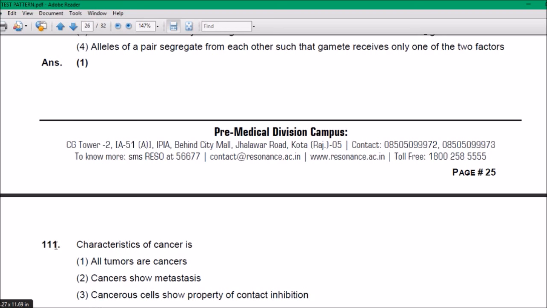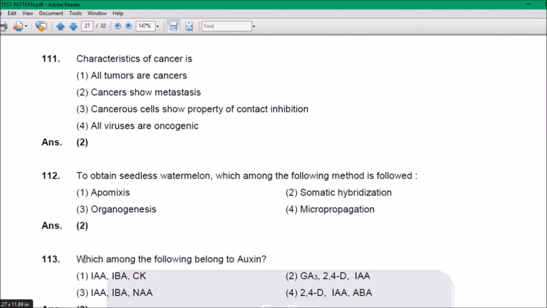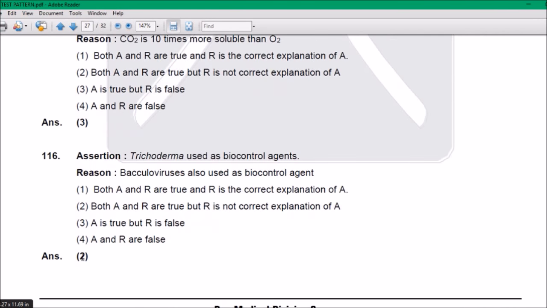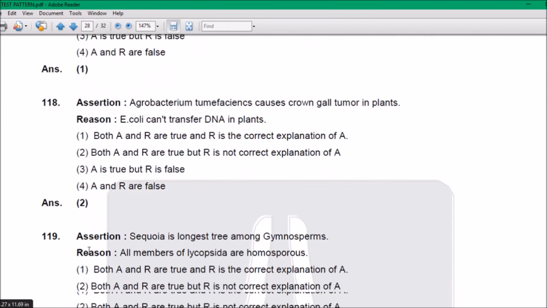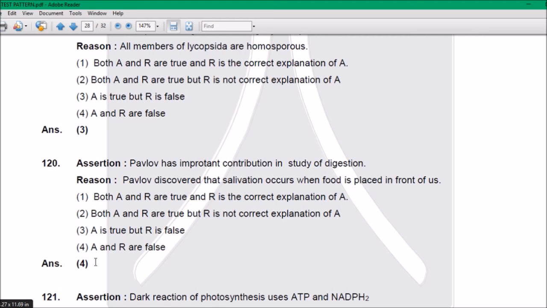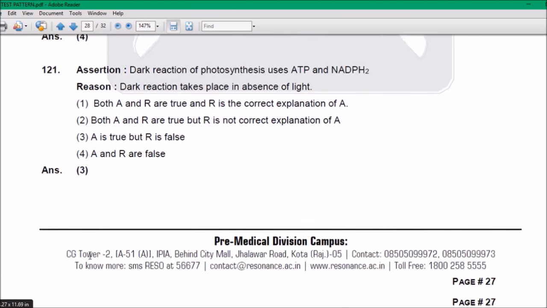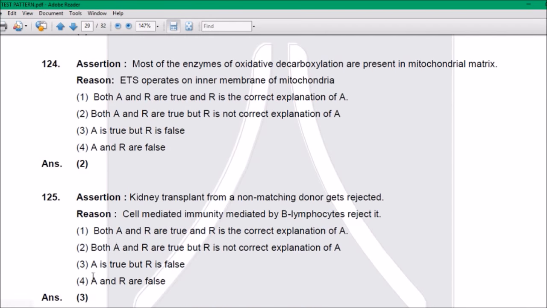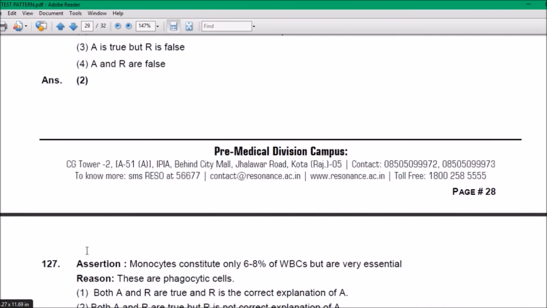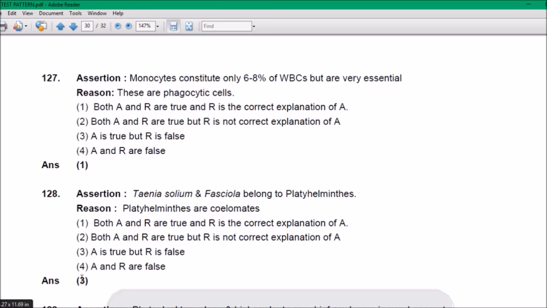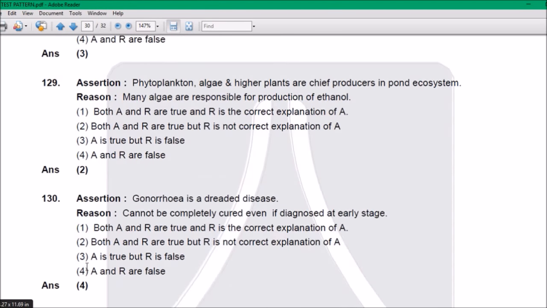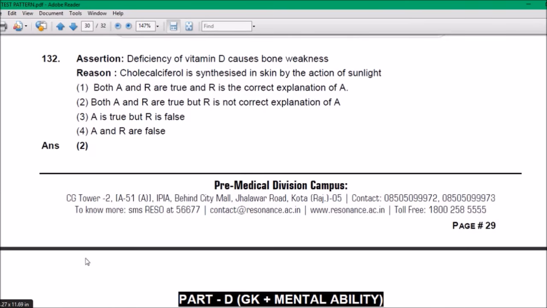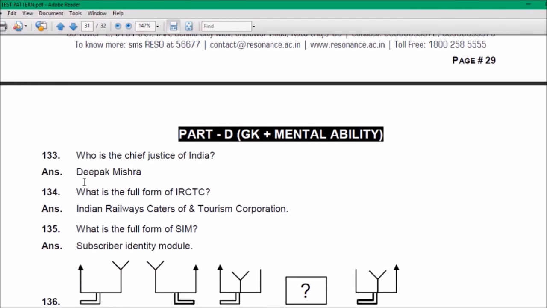Now I'm going to tell with like 11. I'm not going to tell 100. Okay. 11 2, 12 2, 13 3, 14 2, 15 3, 16 2, 17 1, 18 2, 19 3, 124, 121 3, 122 2, 123 2, 124 2, 125 3, 126 2, 127 1, 128 3, 129 2, 123 4, 130, 131 3, 132 2 and then the GK plus mental ability.